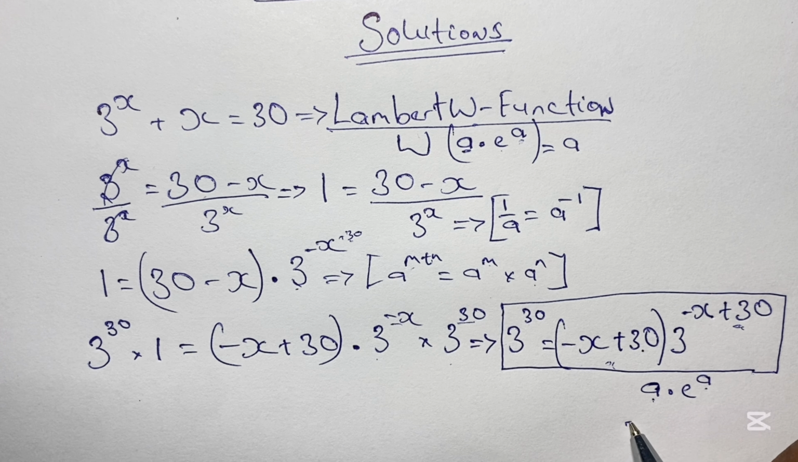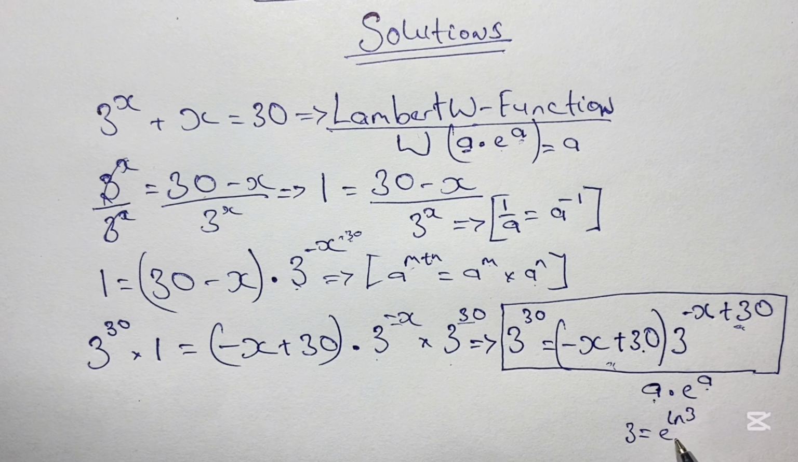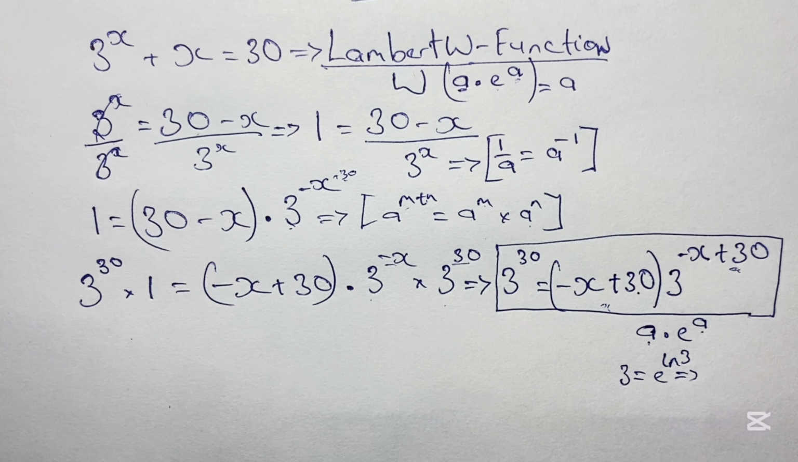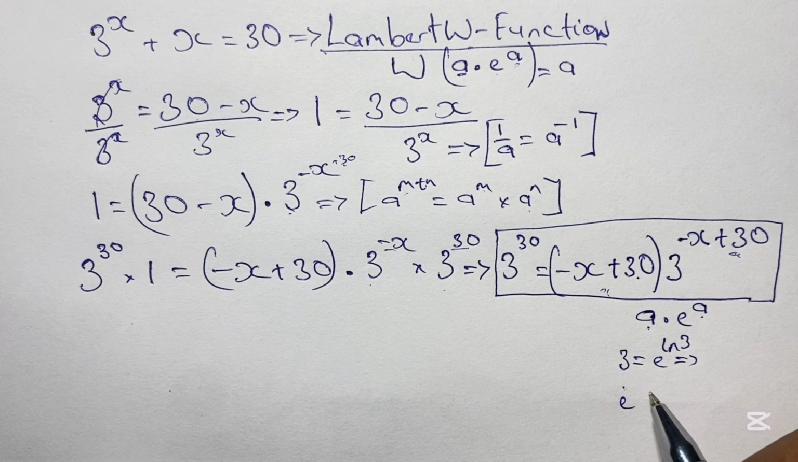But if you look, we still don't have our e. But we can write 3 in terms of e. This is done by having e to the power of ln of 3. Let me explain. Where we have e to the power of ln of 3, you know that ln means natural log, where e is the base.